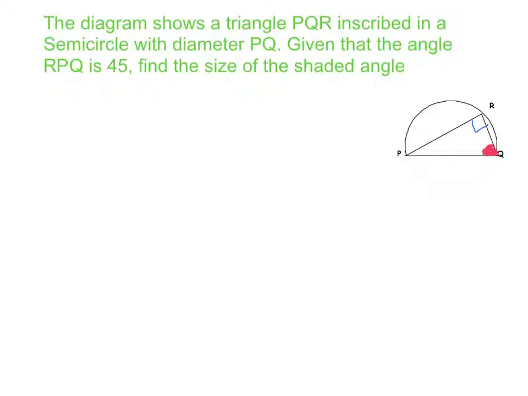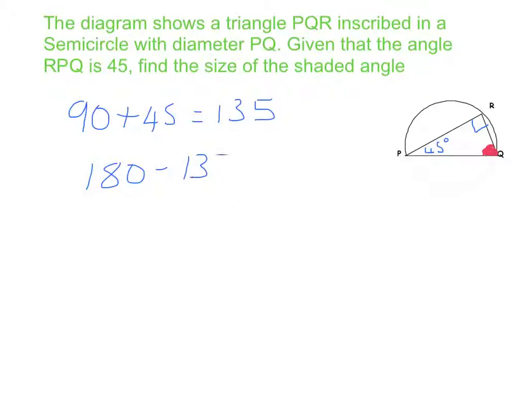We're also told that RPQ, which is this one here, is 45 degrees, and we're asked to find the size of the shaded angle, which is the third angle. So I've used up 90 plus 45, which is 135. It's going to be 180 degrees in total, so I'll subtract that, and the missing angle is 45 degrees. And that's the end of outcome 5.